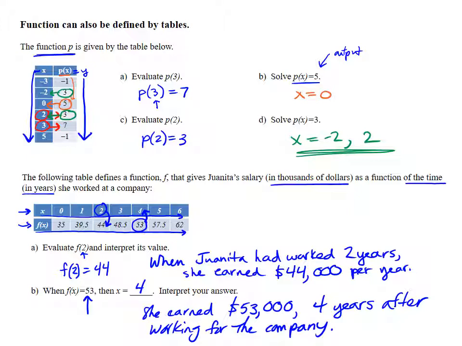Now, there's many ways you can write out an interpretation like this. I could have said 4 years after working for the company, Juanita was earning $53,000. There's different ways you can say that. The main thing is to get in both the input and the output and interpret them correctly together.